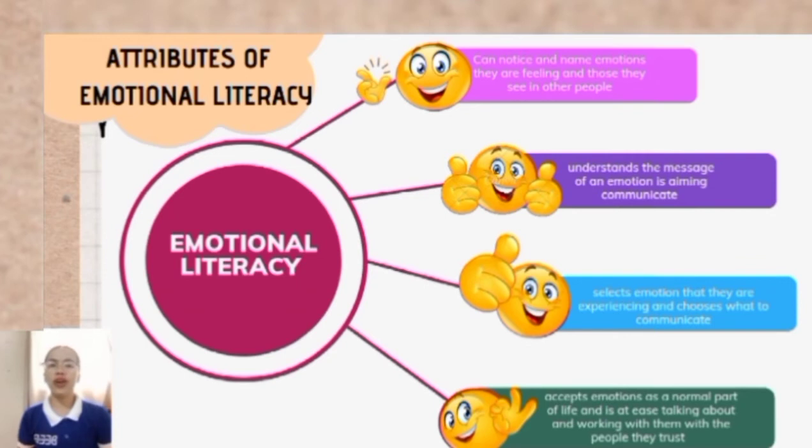And there are 4 attributes of an emotionally literate person. One can notice and name emotions they are feeling and those they see in other people. Meaning to say, you are able to recognize your emotions and show empathy towards other people. Next is to understand the message an emotion is aiming to communicate, for example, cause and effect. Meaning to say, you are able to control your emotions and anticipate what will be the result.